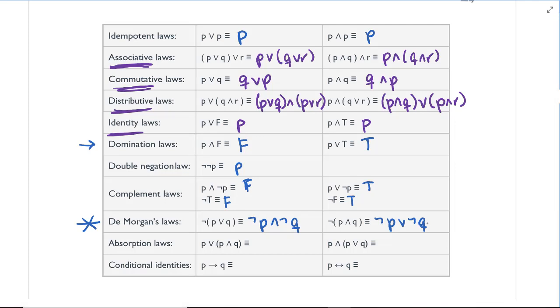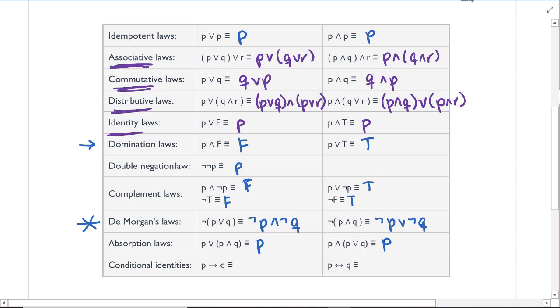Absorption laws, we probably won't use those very often, but we might as well go ahead and answer the question. P or quantity P and Q will end up being P, so it's kind of like the Q got absorbed, aptly named. Likewise, P and quantity P or Q is also going to be P.